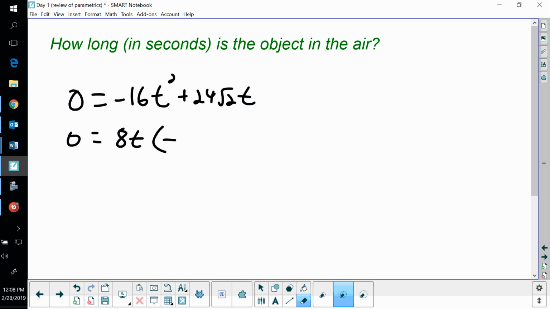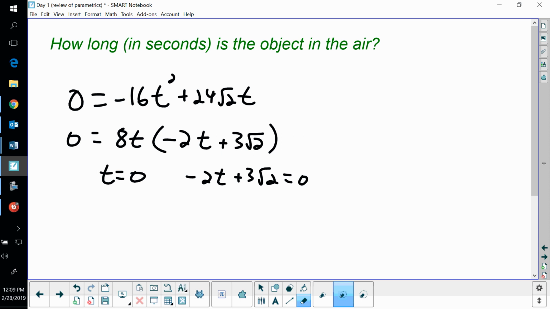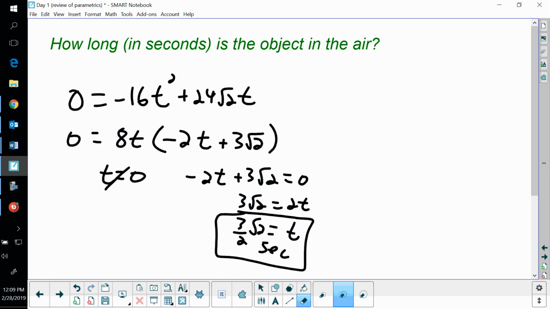So that would give us negative 2t plus 3 radical 2. If we set these equal to 0, this will give us t equals 0. And if we solve for t here, we'll get 3/2 radical 2 seconds. Well, t equals 0 is where we started, so we want this one for when it is hitting the ground.